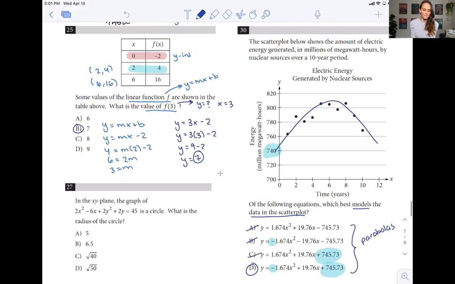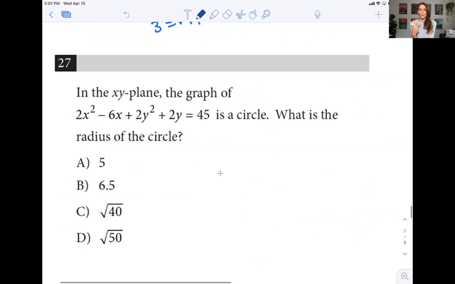And then for number 27, you could do this question 2 ways. The first way that I'm going to show you is just how to do it without really using your calculator. And then after we go through that way, I'm going to show you how to solve this in your calculator. So without your calculator, I would complete the square.